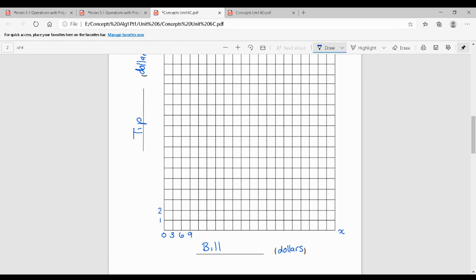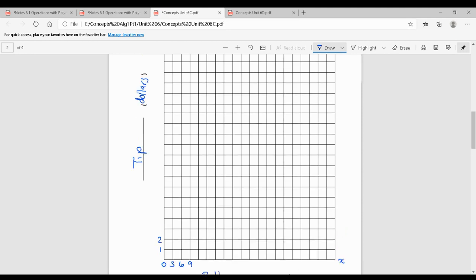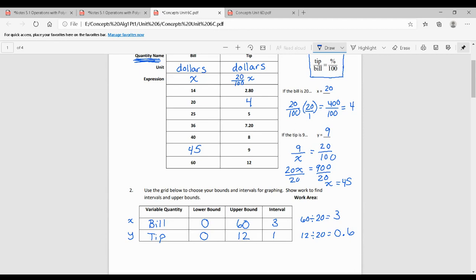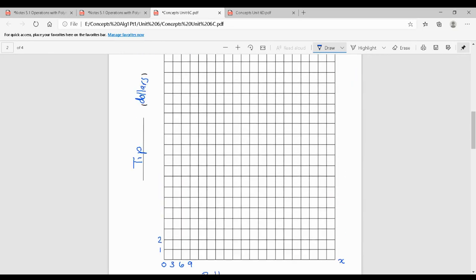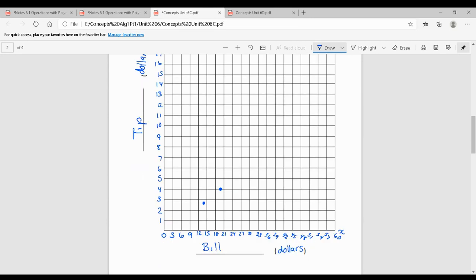So everybody go ahead, and I want you to not only label this, but then go ahead and from number 1, where the table was, start plotting your points. We should have a total of what? 1, 2, 3, 4, 5, 6, 7. 7 points, okay? So everybody finish labeling the graph and then plot all 7 points.